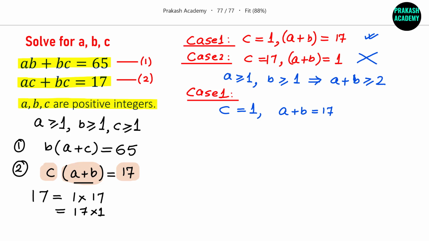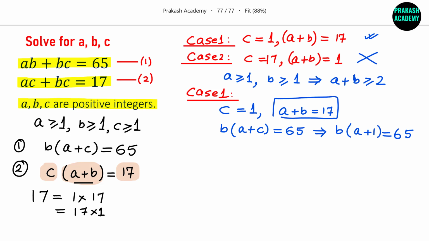So now we know C equals 1. We can solve for A and B using either of the equations. So let us use the first equation. The first equation is B times (A plus C) equals 65. But C equals 1, so we can rewrite this as B times (A plus 1) equals 65. Now let us use A plus B equals 17, and from here I can express A in terms of B. So A equals 17 minus B.